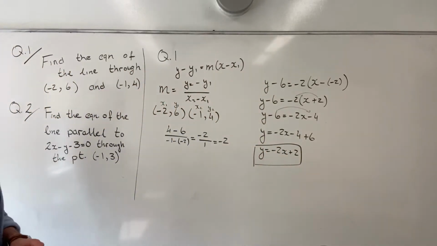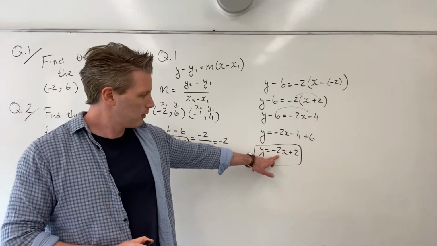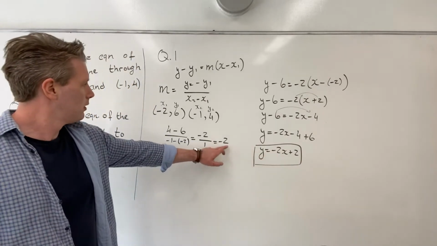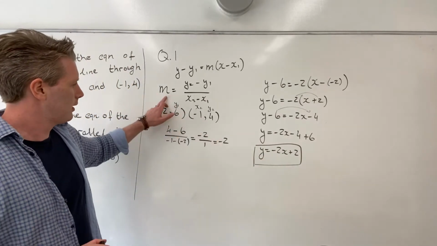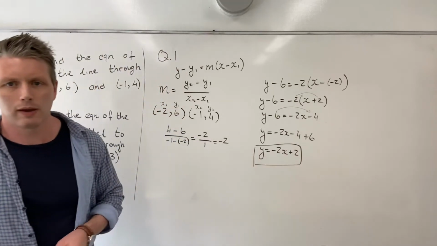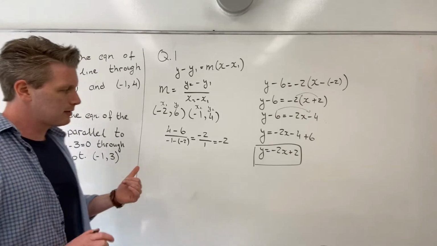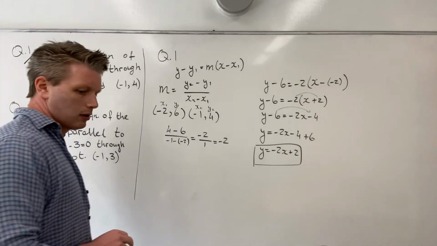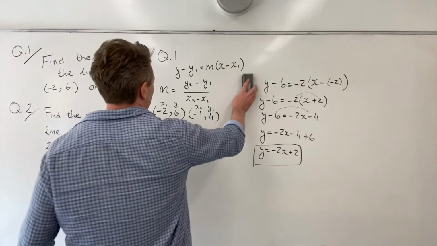It is in slope-intercept form. As you see, we have a slope of minus 2. Indeed, that confirms this minus 2 that we have here. And this plus 2 is my y-intercept. Alright, so that's that first question done. Completed. So question number 2.